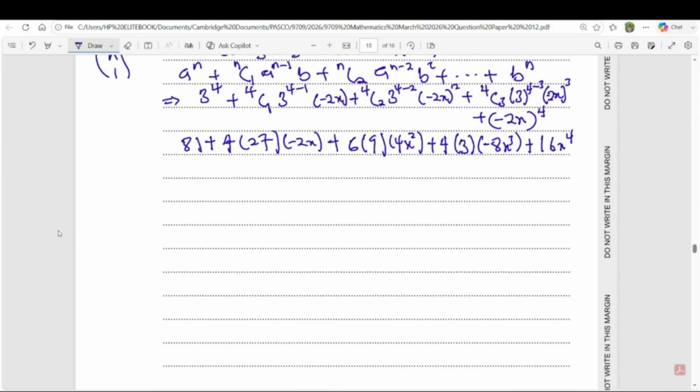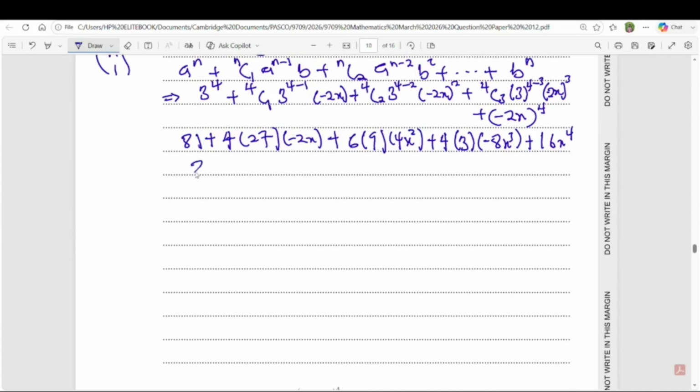We can further simplify them by multiplying the necessary terms. So we have 81, and then 4 times 27 times negative 2 gives negative 216x, plus 4 times 9 times 6 is also 216x squared. And the next one is going to be negative. So 4 times 3, 12 times 8 is 96. We have 96x cubed, and lastly plus 16x to the 4. It's fine if you want to write by starting with 16x to the 4. Nothing really changed. So this is our expansion.